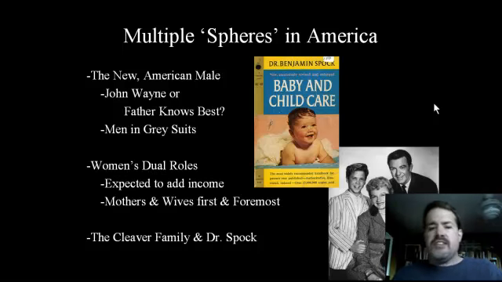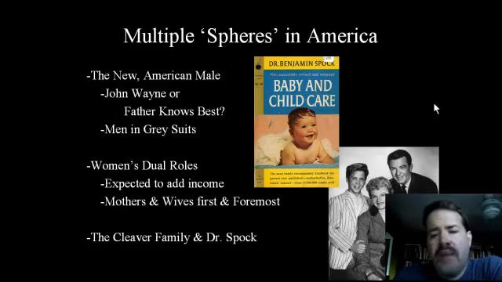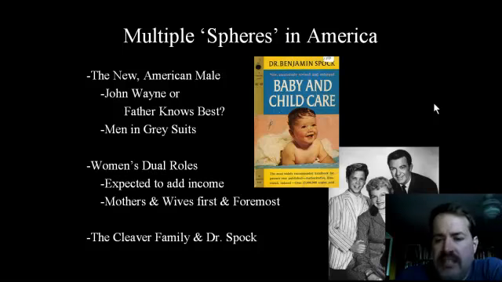Now, one of the things that this creates is what I like to call the men in the gray suits. It's a phenomenon in the 1940s and 1950s of the ideal man being a white-collar worker, or at least a high-paid blue-collar worker who goes to work every day in a suit and tie, in some shade of gray flannel suit. Men are not seen in public if they're not in a suit.